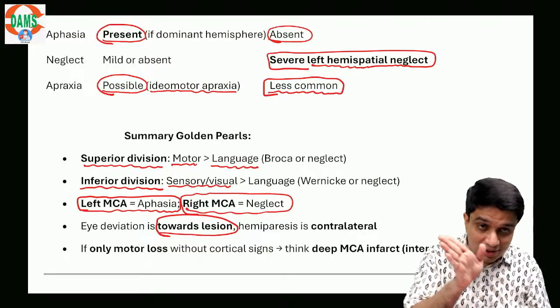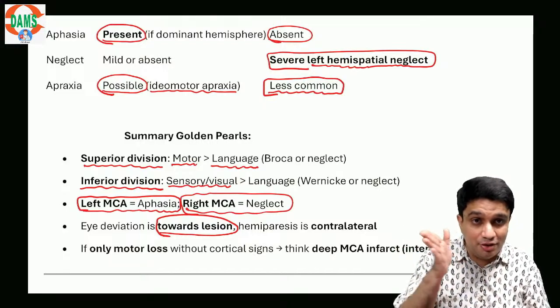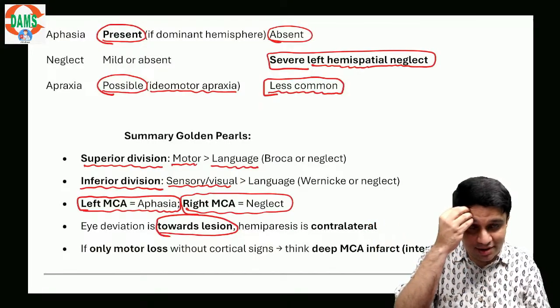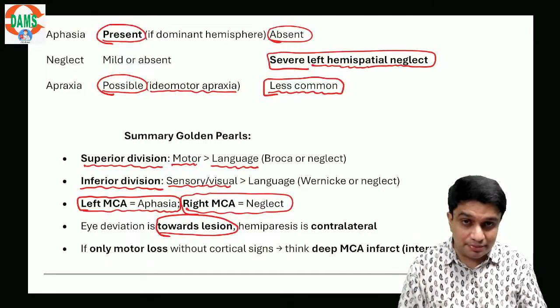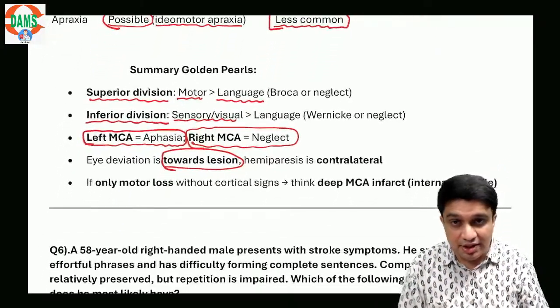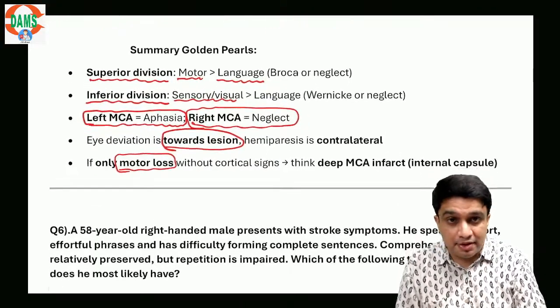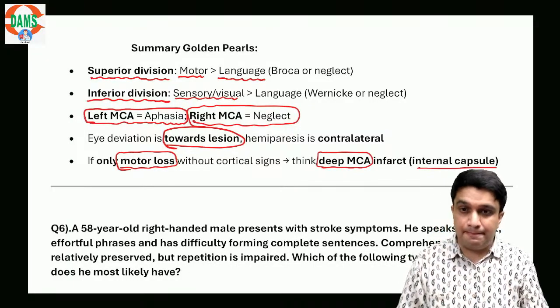So in a frontal eye field lesion, when the MCA territory is involved, then the eyeball is going to move towards the lesion. So if this side is a lesion, the weakness will come on the opposite side, but the eyeballs are going to move towards the lesion. In case you have only motor loss without cortical signs, then it means it's a deep MCA infarct in the internal capsule.